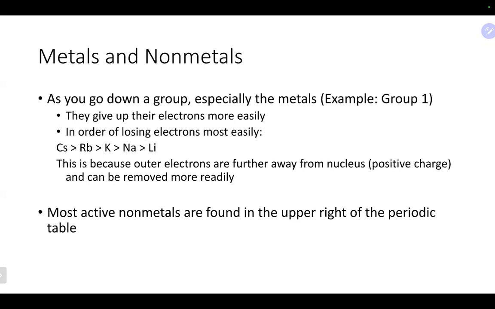So let's talk a little bit about metals and nonmetals. As you go down a group, especially with metals, they tend to give away electrons a lot easier. So in order of losing electrons, cesium is more than rubidium, more than lithium. This is because the outer electrons are further away from the nucleus, that positive charge, so they're not held as tightly. And the most active nonmetals are found in the upper part of the periodic table.